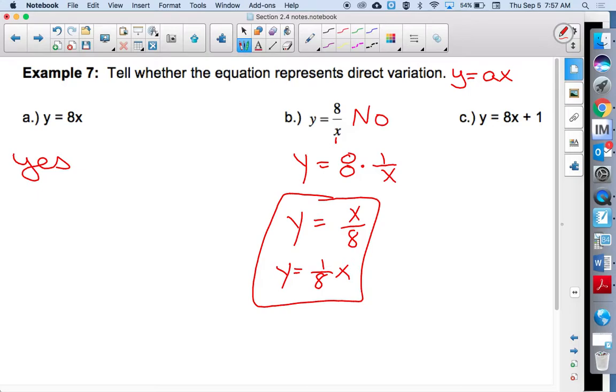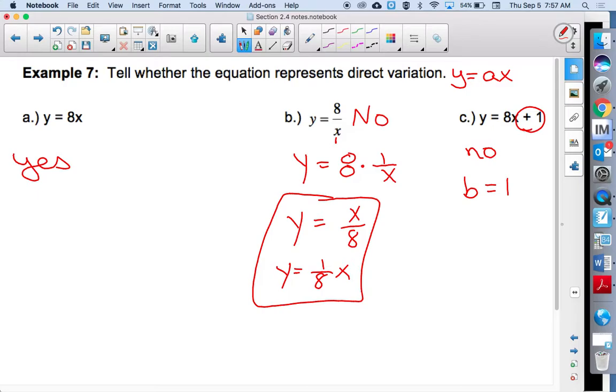How about the last one, letter C, Peter? Why not? Yeah, it doesn't go through the origin. It has a b value of 1. A direct variation goes directly through the origin. It doesn't have a b. It doesn't have a y-intercept. So yes, it still has a slope, but it always goes through the origin. So a direct variation is a specific type of line. It's a line that only goes through the origin. It still has a slope, rises or falls at the same rate, but it's always going through the origin.